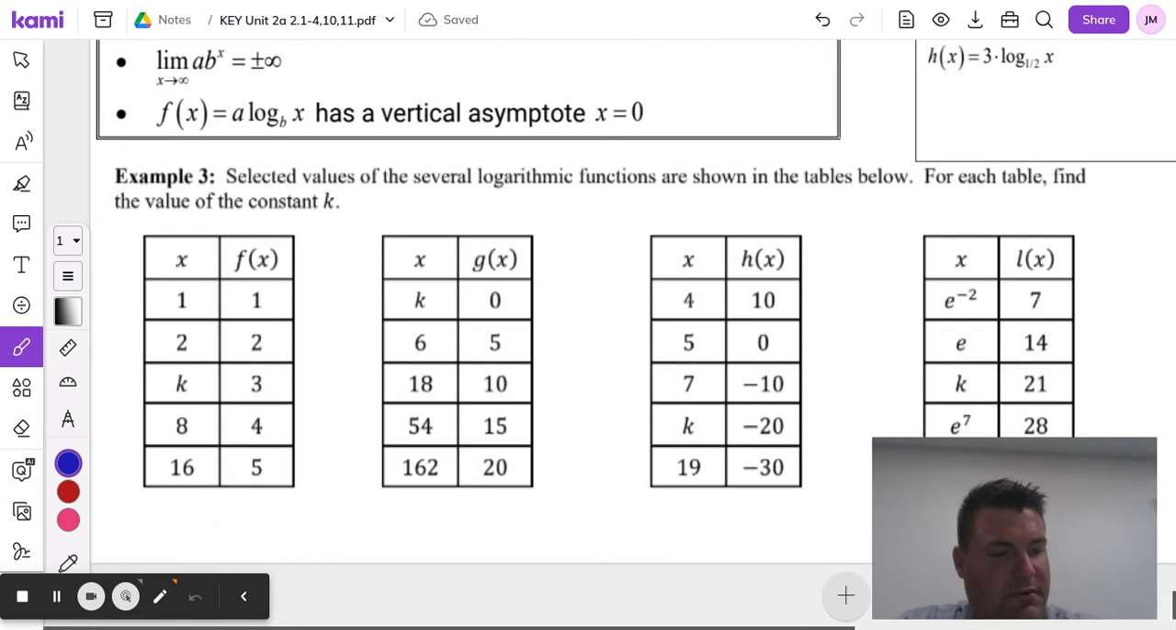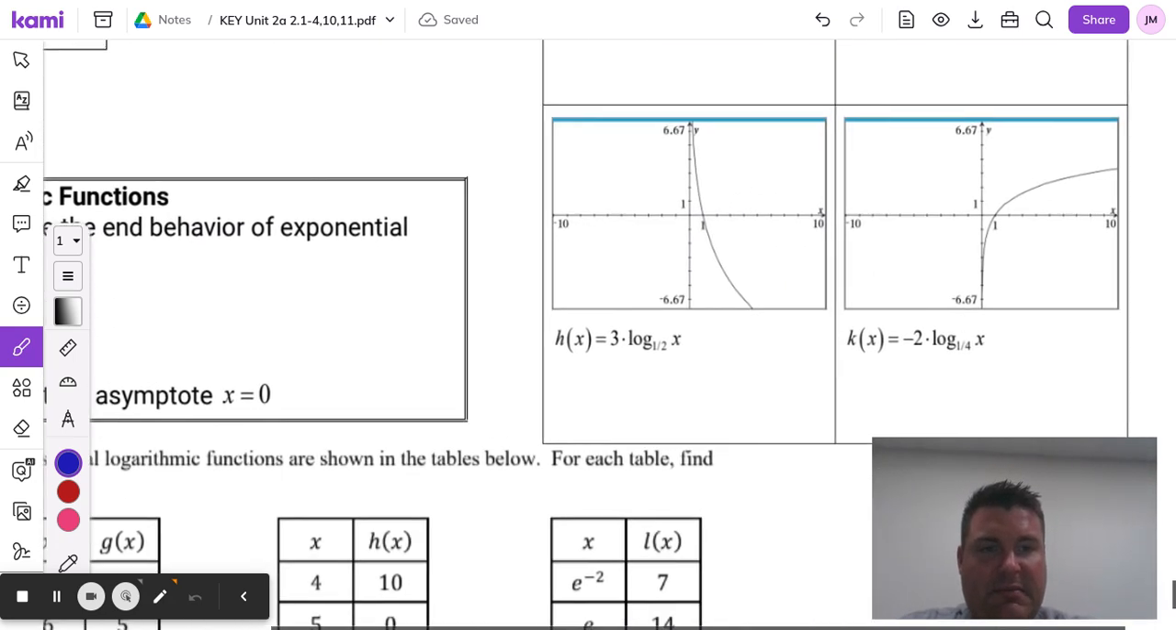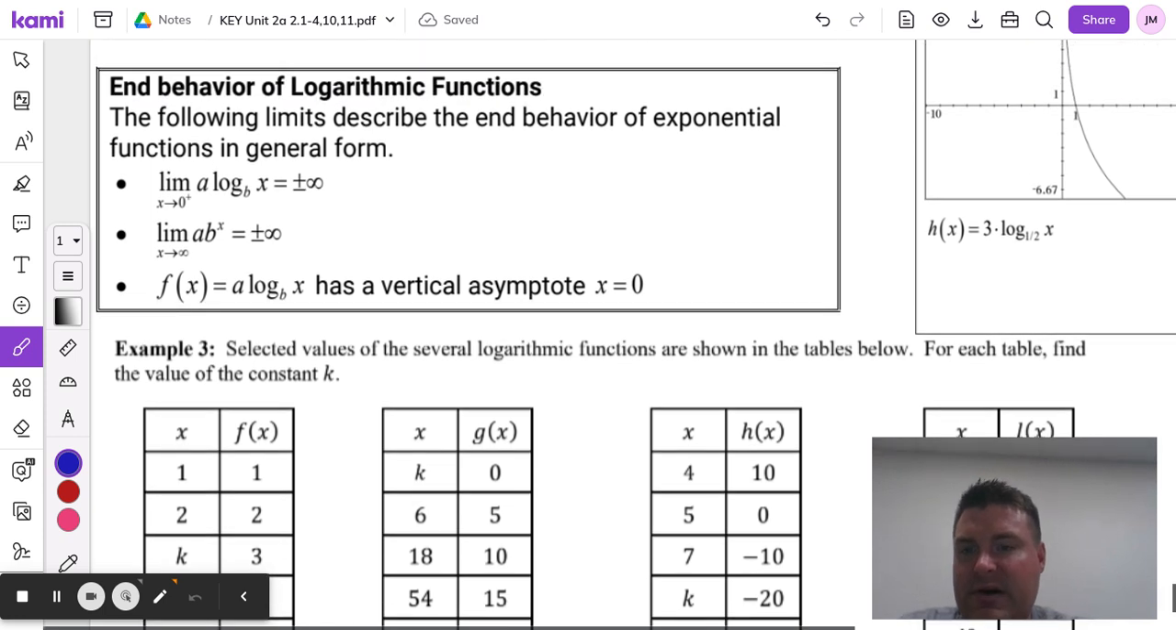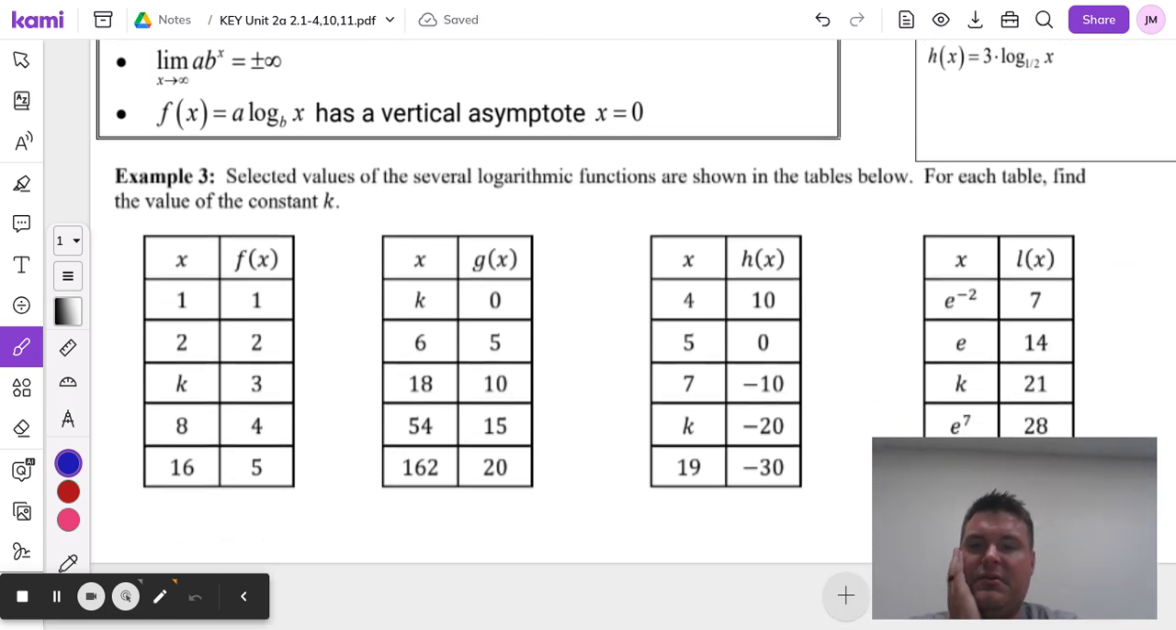Actually, let's go to example 3, and then I'll hit up the example up here at last to end up with the limits. We'll talk about the end behavior part here in a second. So example 3, we're going to find our k values. We're told that these are logs. We know that these are logs. It says it right there in the problem.